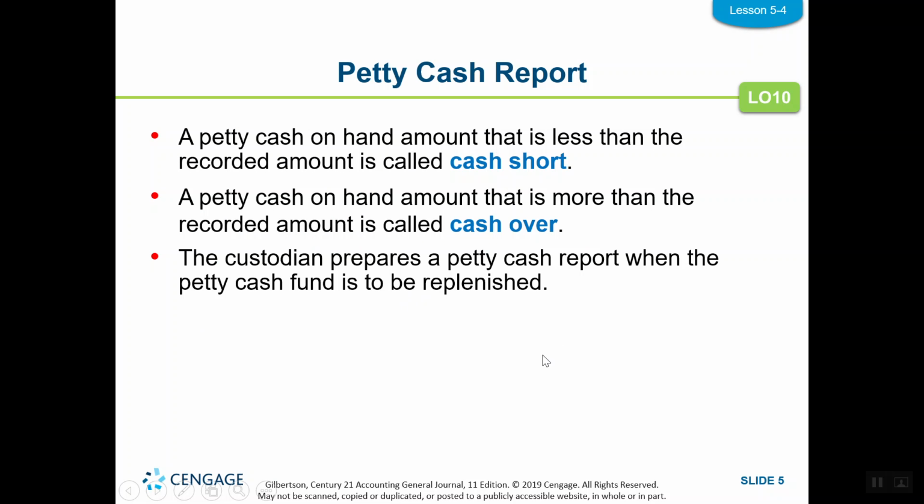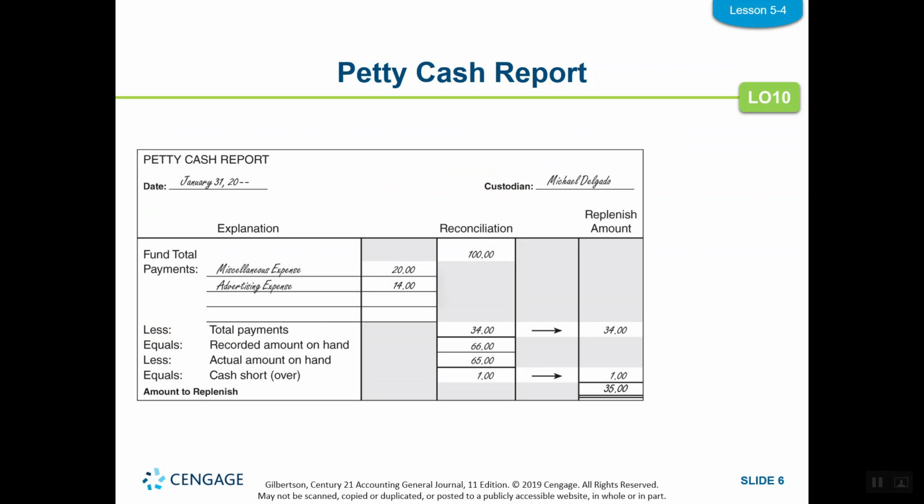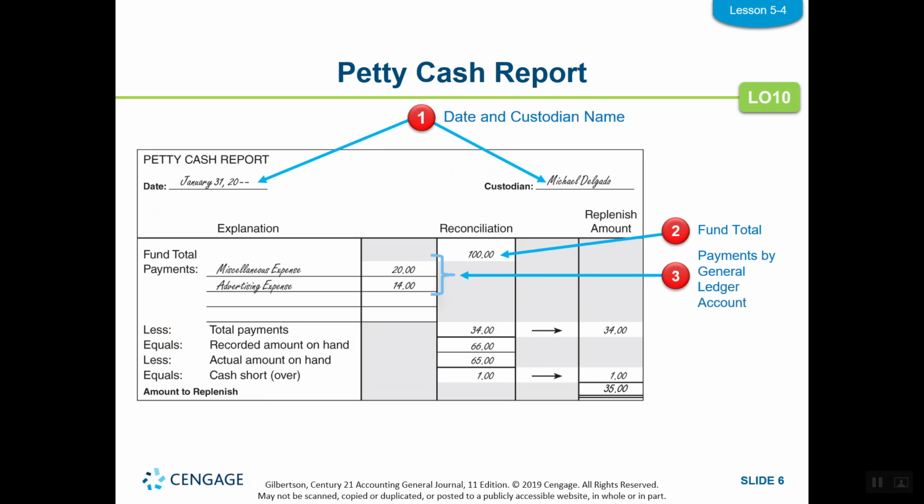And the custodian prepares a petty cash report that the petty cash fund is to be replenished. So here's that report. Again, we're going to record the date and who's the custodian. We're going to say what was our total fund to begin with. Then we do our payments. We take those payments, add them up, and put them on the next line. And then that should be our replenished amount, so we move that over.